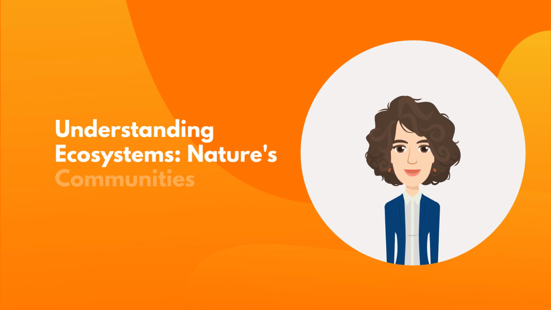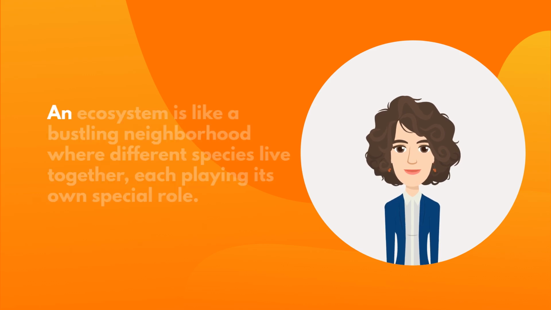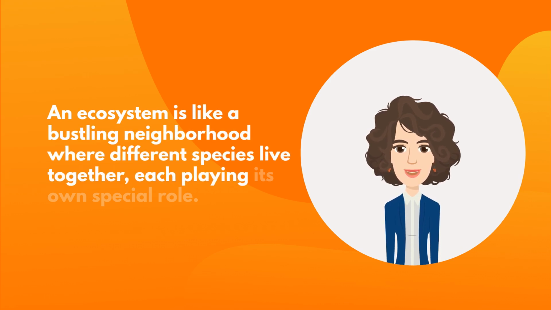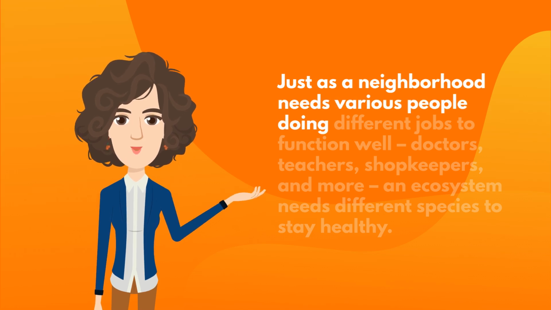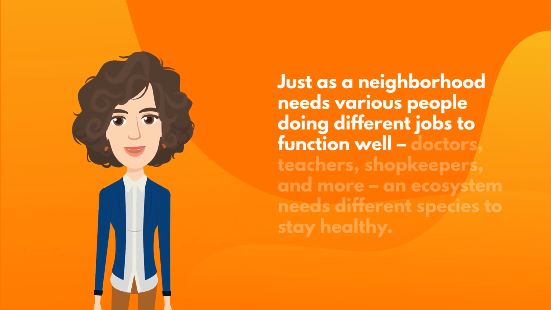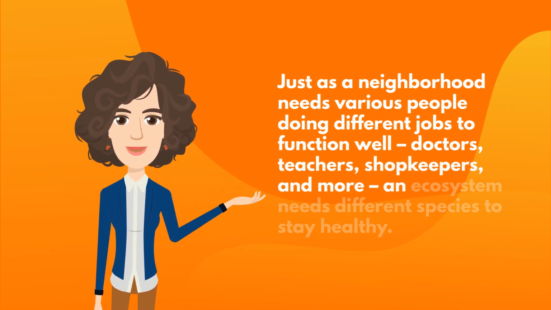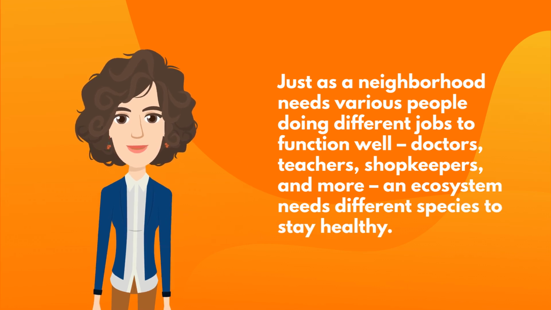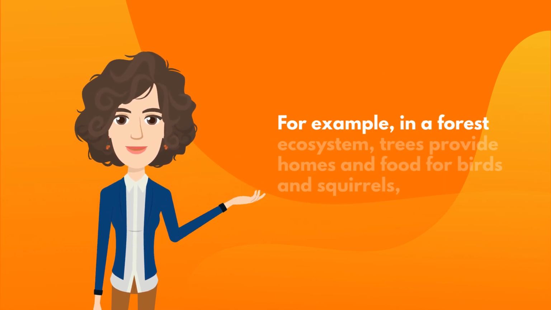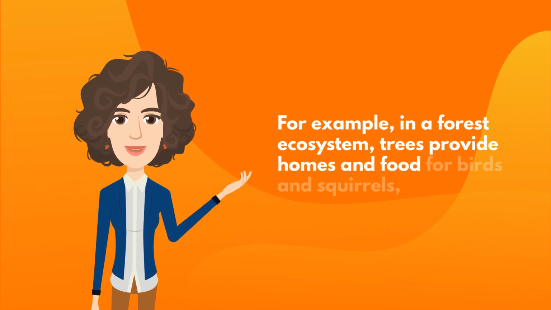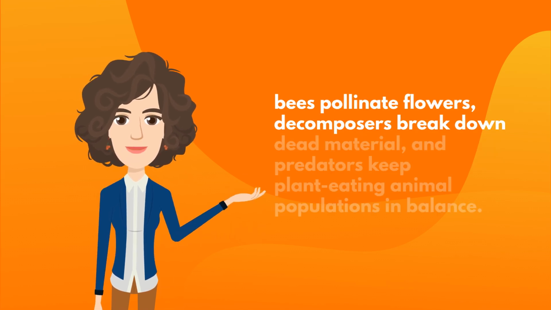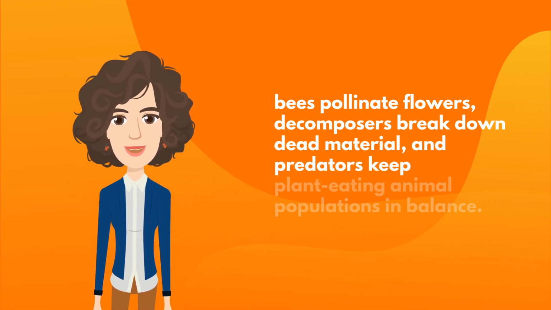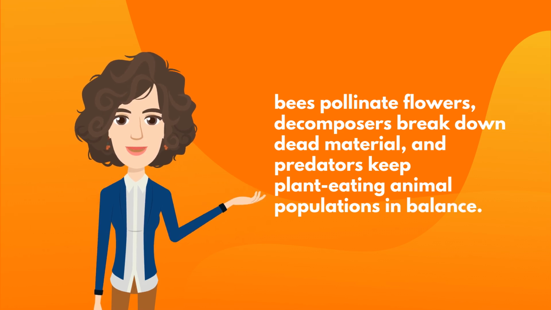Understanding ecosystems, nature's communities. An ecosystem is like a bustling neighborhood where different species live together, each playing its own special role. Just as a neighborhood needs various people doing different jobs to function well, doctors, teachers, shopkeepers, and more, an ecosystem needs different species to stay healthy. For example, in a forest ecosystem, trees provide homes and food for birds and squirrels. Bees pollinate flowers, decomposers break down dead material, and predators keep plant-eating animal populations in balance.